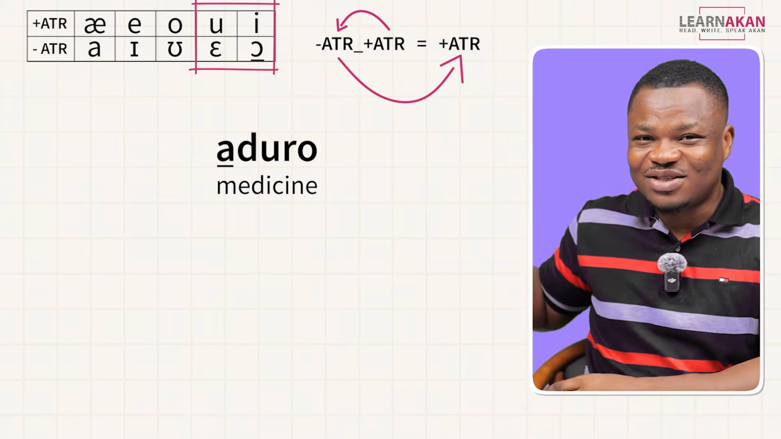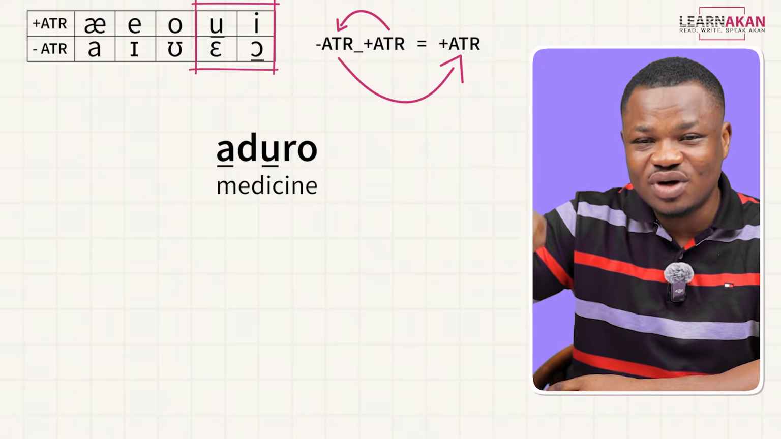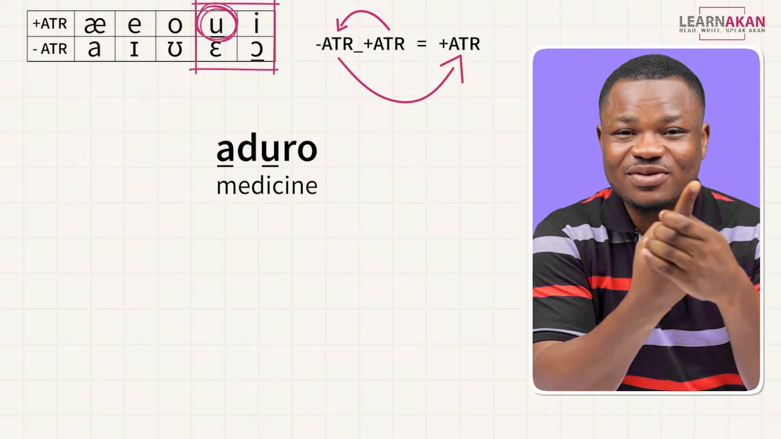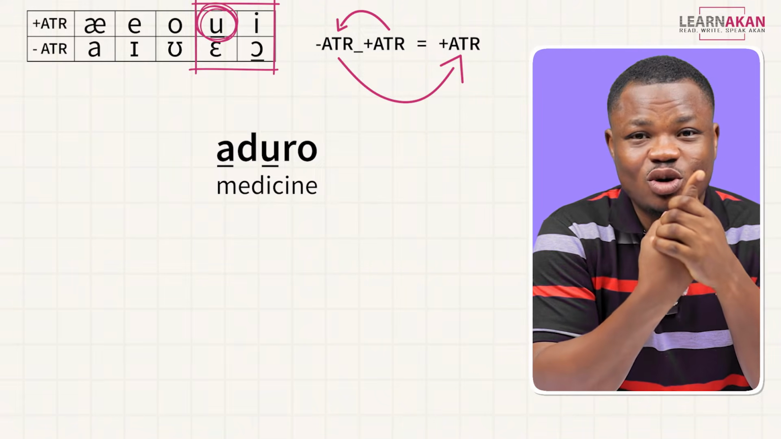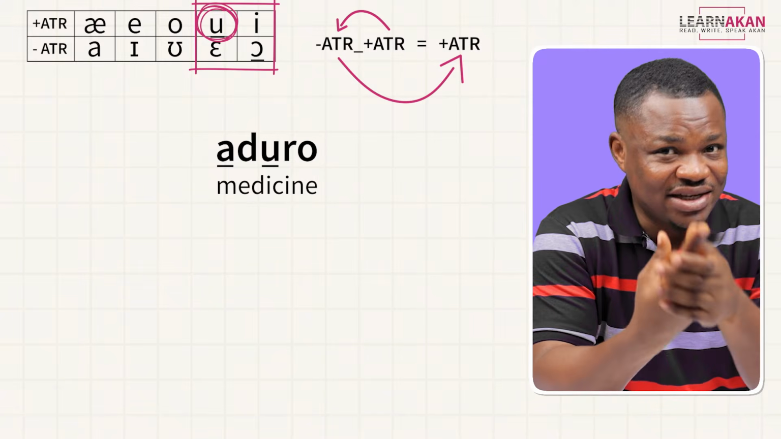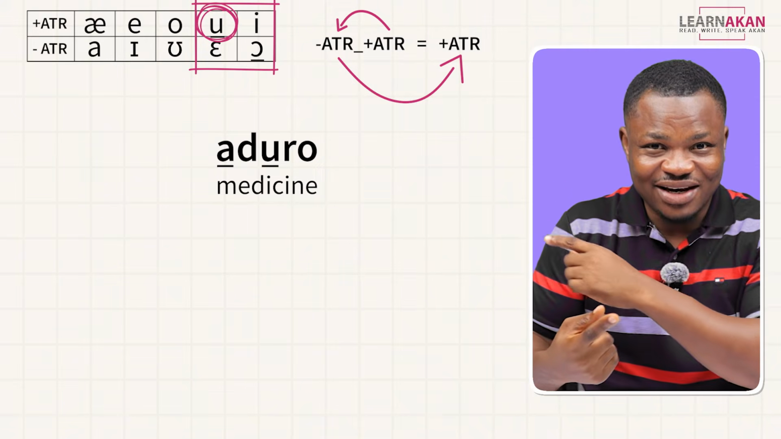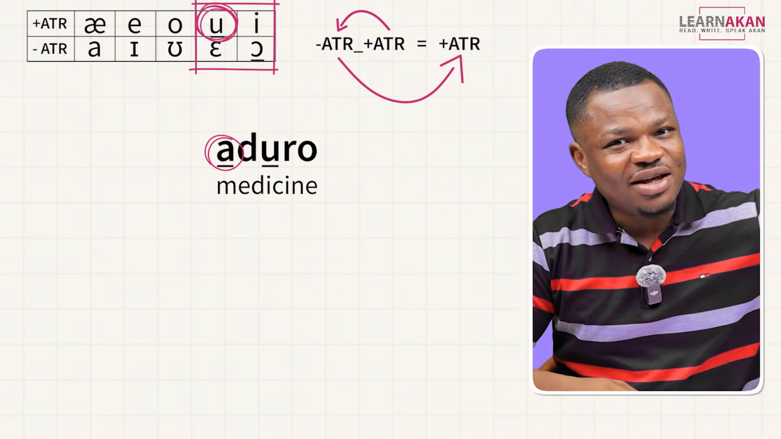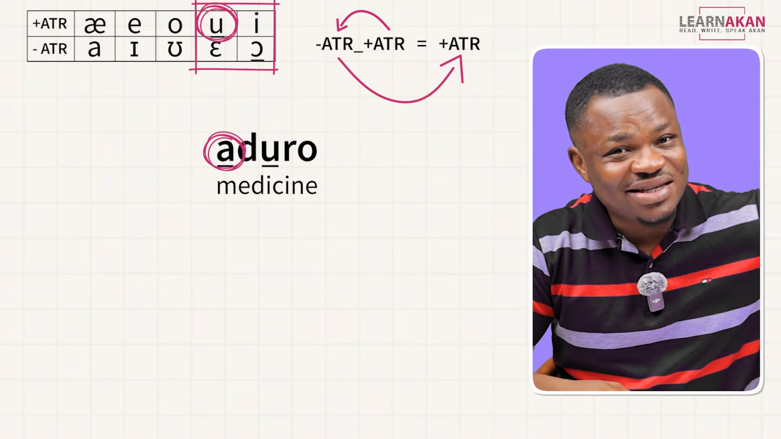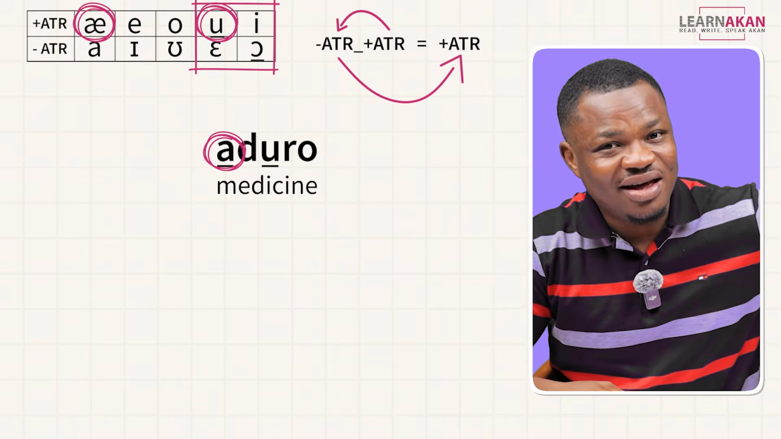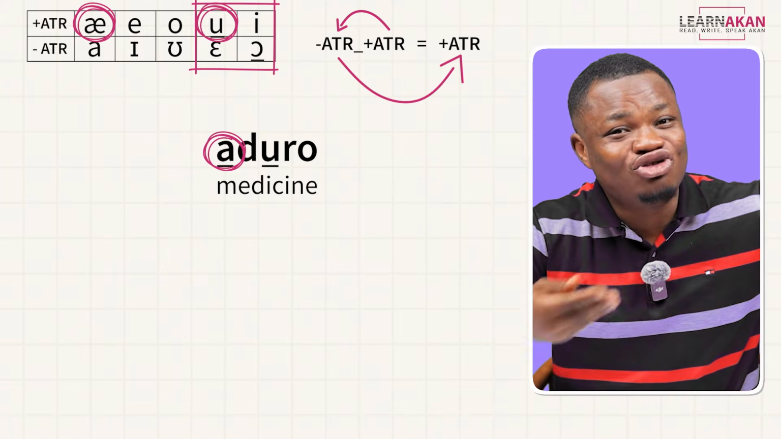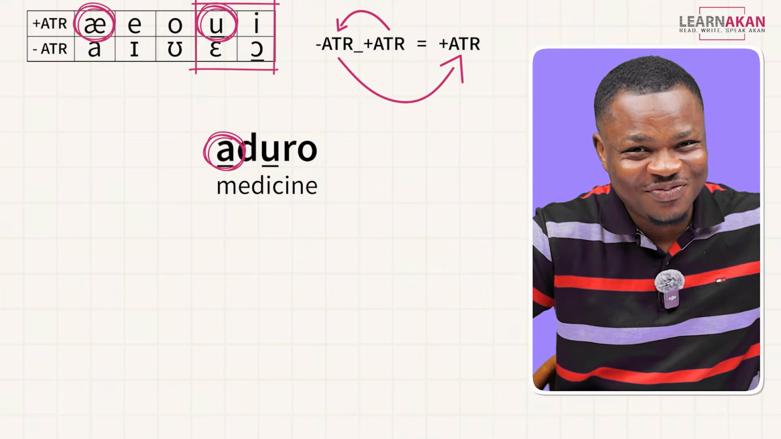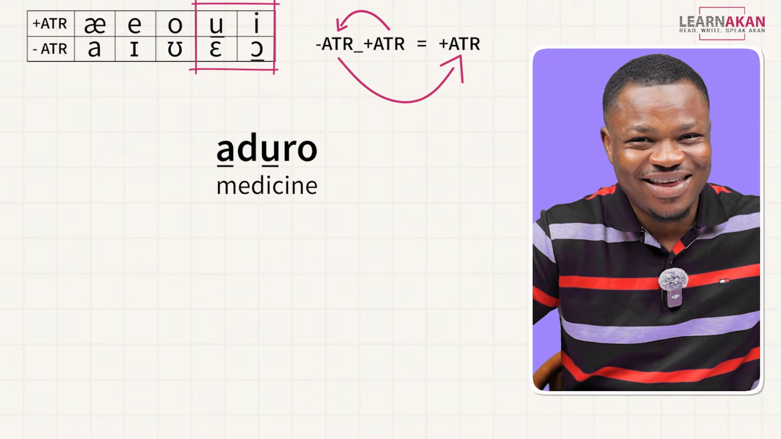So here, the next vowel is U, right? U is one of the 4 vowels that come with just a single sound. So U is always U, and U is plus ATR, right? You see it here, right? So once we have U as plus ATR, then the A in front will be pronounced as the plus ATR version. So we say edru, not adru. Okay, so it's edru, okay? Let's see another example.